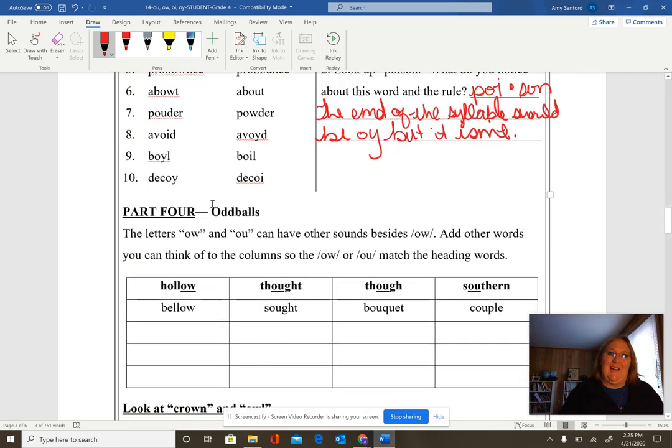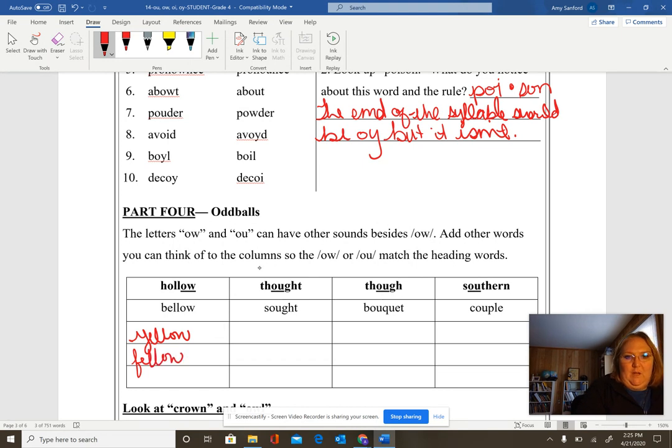Part 4 says oddballs. That's kind of about that oddball, isn't it? So the letters OW and OU can have other sounds besides ow. Add other words that you can think of to the columns so the OW or OU match the heading words. So we have the word hollow underneath bellow. Another word you might want to add would be yellow. Man, it rhymes, doesn't it? Yellow or fellow.